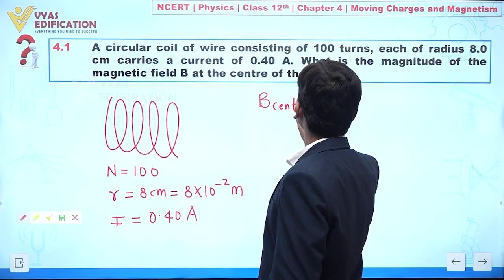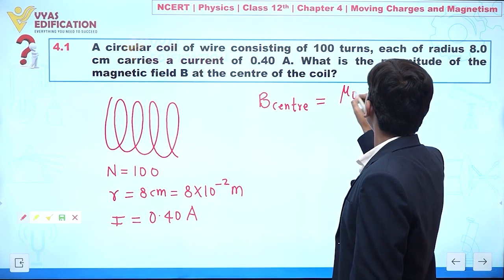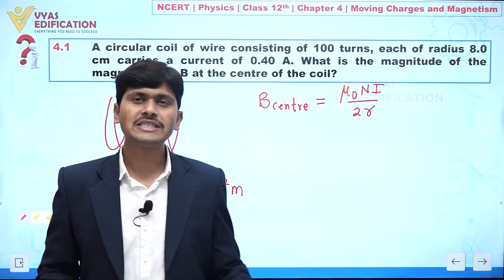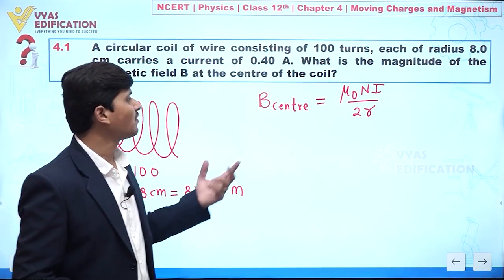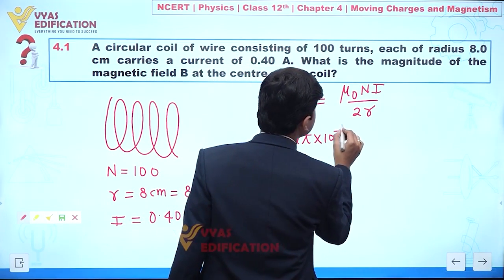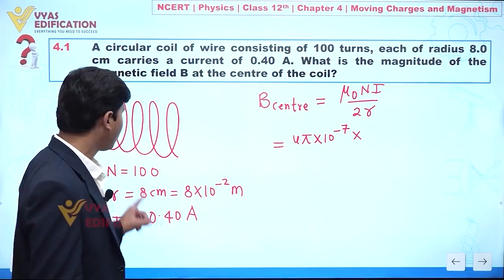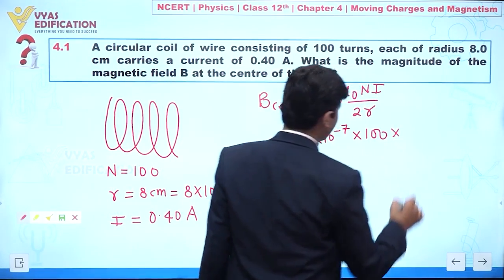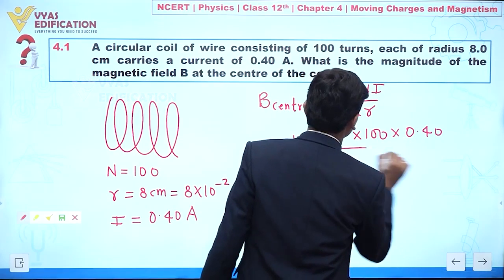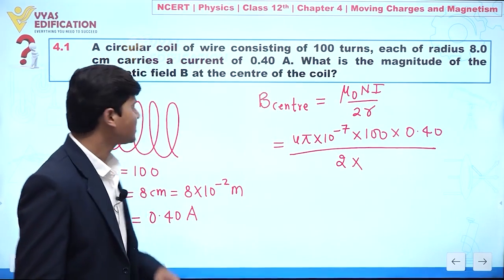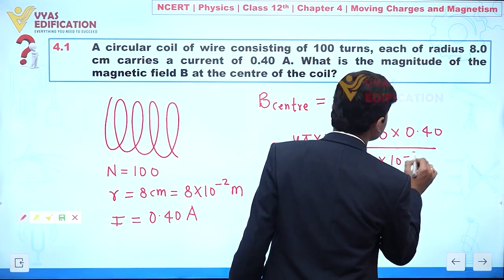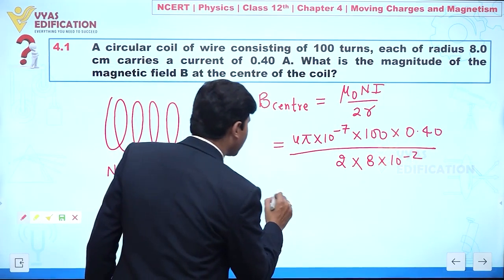Magnetic field at the center of a circular coil is given by mu naught N I divided by 2R. Here mu naught is the permeability of free space, or we can say vacuum. The value of mu naught is 4 pi into 10 to the power minus 7, multiplied by number of turns, 100. The current carrying is 0.40 ampere, divided by 2 into the radius of this circular loop, which is 8 into 10 to the power minus 2.